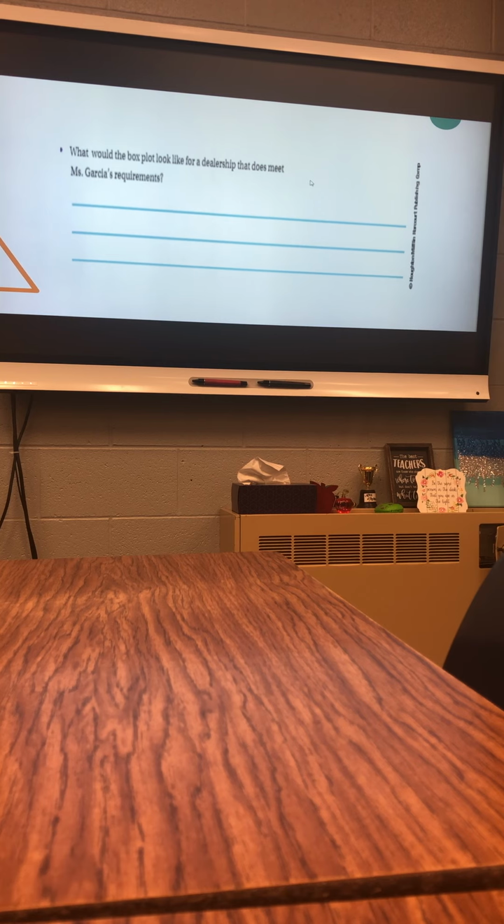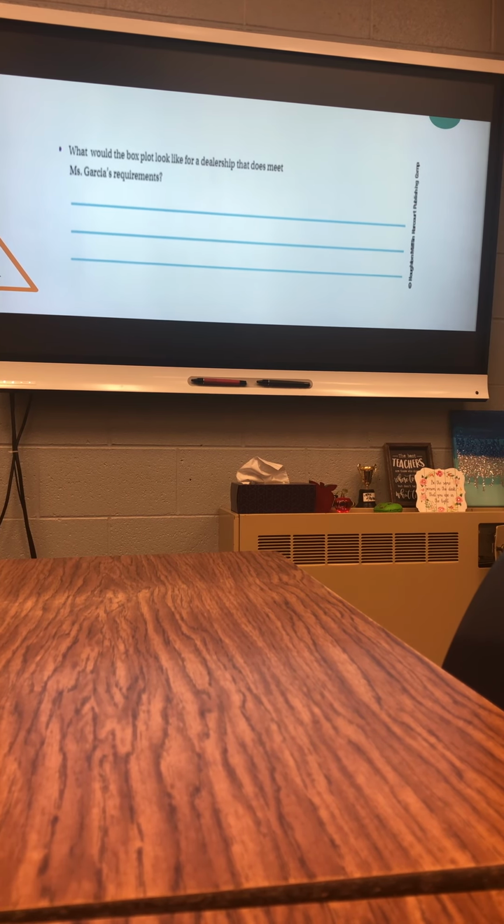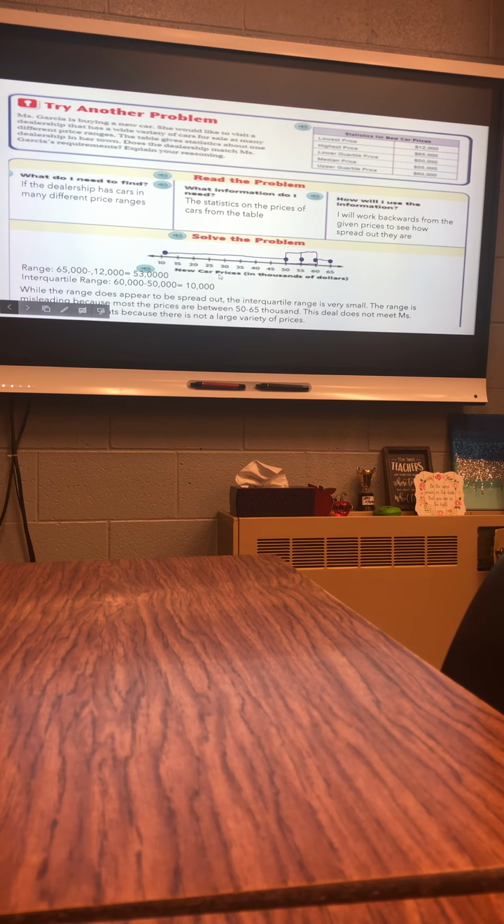And then the next question, what would the box plot look like for a dealership that does meet Ms. Garcia's requirements? Ms. Garcia, can you still see it? Okay. In order to have her requirements met, your lower quartile would be somewhere down here, because that would mean both your range and your interquartile range are big.